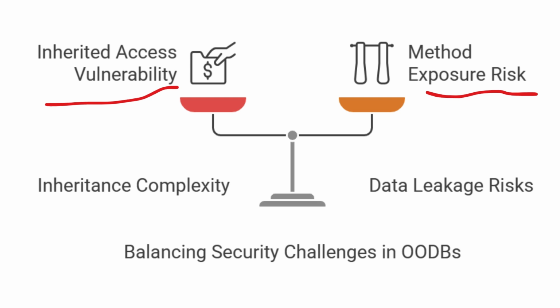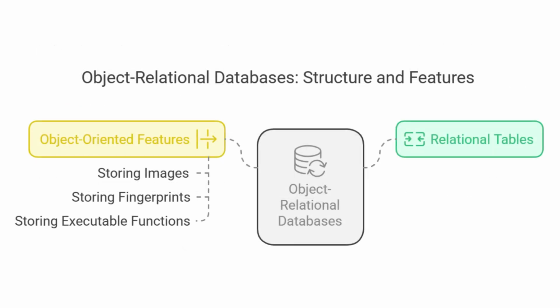Now, let's talk about object-relational databases, ORDB. ORDB try to blend the best features of relational databases and object-oriented databases. Think of it as a hybrid model that uses relational tables like a traditional database and supports object-oriented features like storing images, fingerprints, and executable functions.